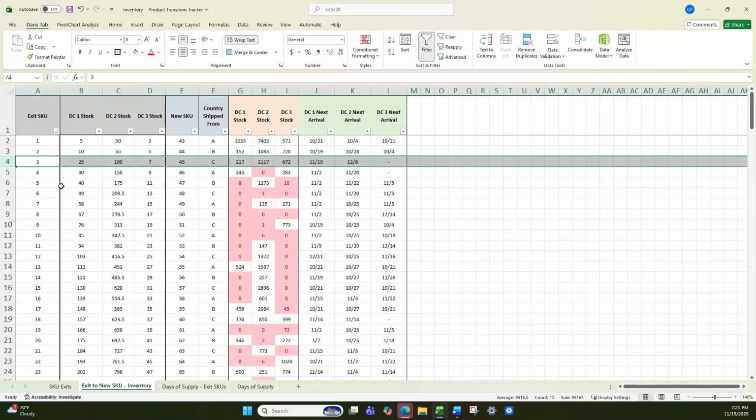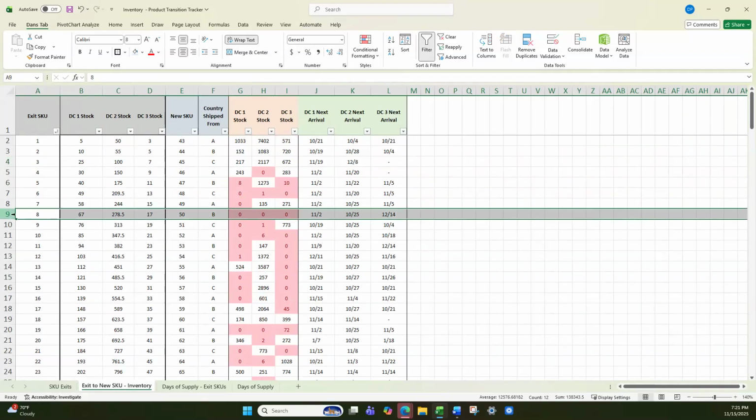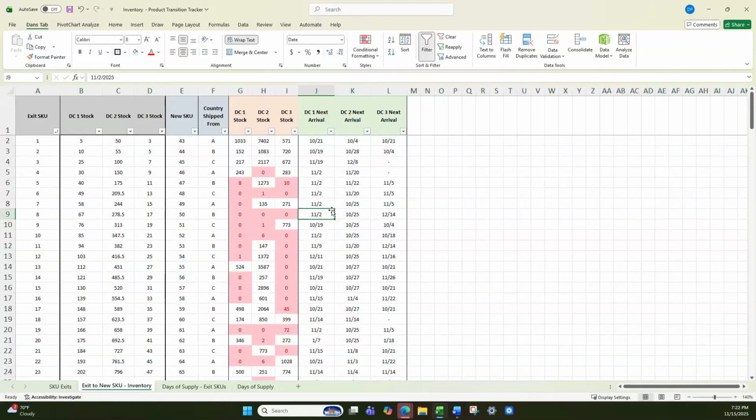In this example, it's the same example with 3 DCs, but now we're looking at an exit SKU and a new SKU, so we can look at inventory and say, using this row as an example, we have all of these units still in DC, but we don't have any units in the new SKU. So what we need to do is we need to get these units into stores or get these units sold, because obviously we're missing sales without this inventory. And I've even added when is the next arrival of shipment or product to each of these DCs, so we can better understand how long we're going to have stockouts in the new SKU.